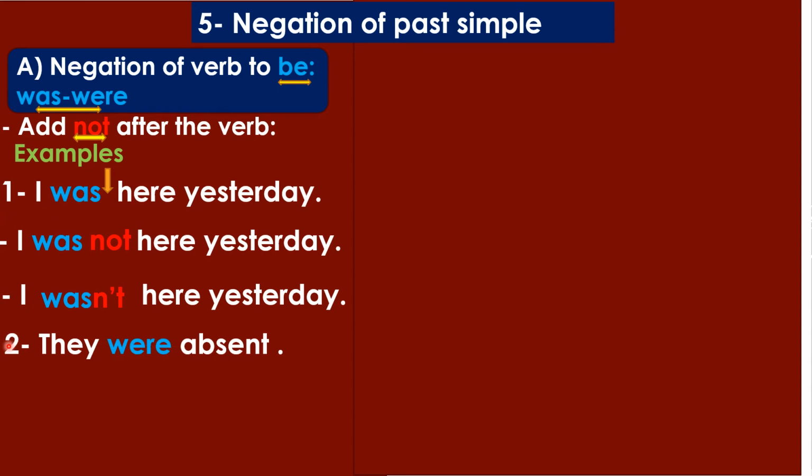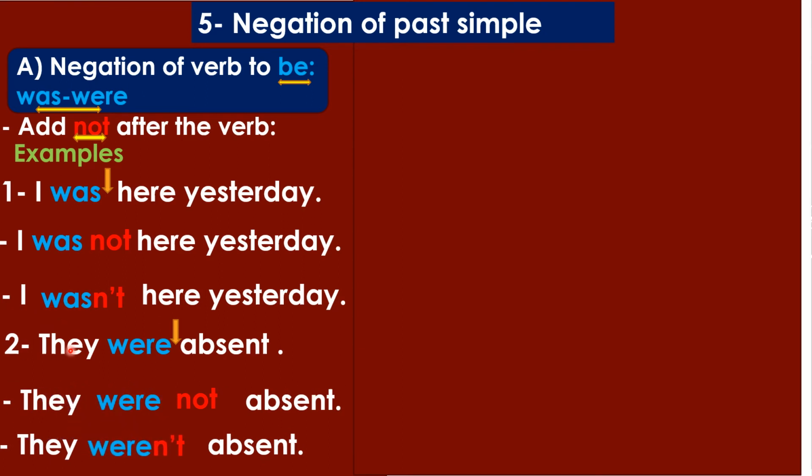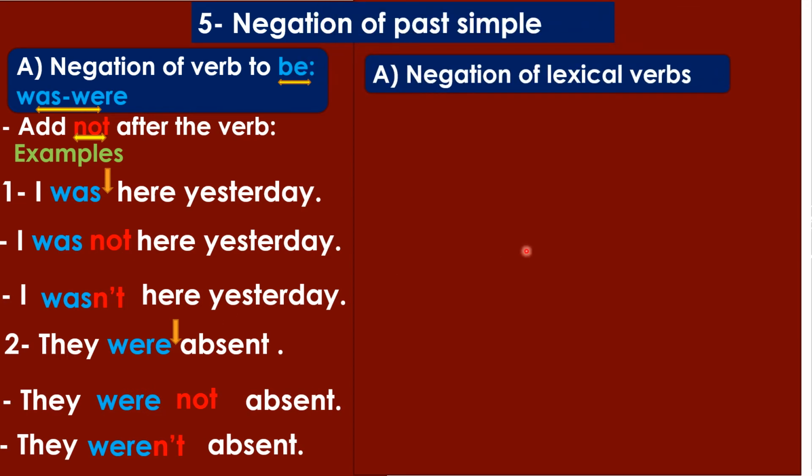They were absent. They were absent, for example, a week ago, yesterday, any past time. هنشوف المثال الثاني. They were absent. So let's see what is going to happen. I'm going to insert not after were. هنحط not بعد were. Okay, so let's have a look at what's going to happen. They were not absent, okay? And also I can say they weren't absent. ممكن كمان أقول they weren't. طبعا were not the long form اللي هو الغير مختصر, weren't the contracted or the short form الشكل اللي هو المختصر.